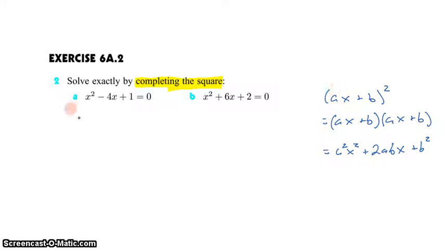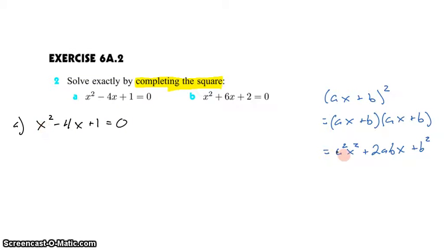And what I'm going to try and do is manipulate these equations so that they're in this form. And let's take a look at how to do that. Let's start with part A. We'll start with x squared take 4x plus 1 equals 0. And we notice right away that it's not quite right.